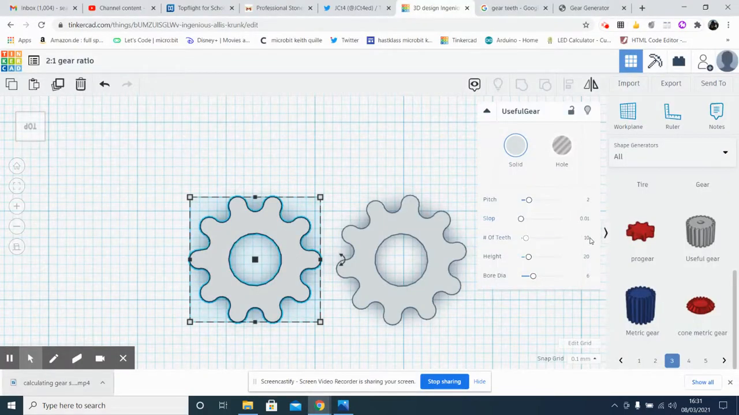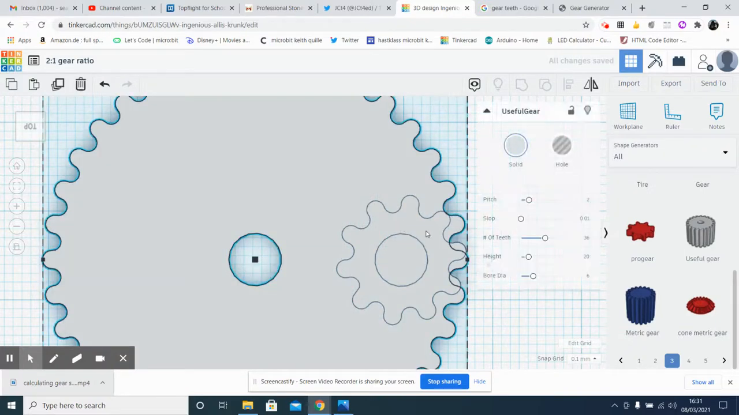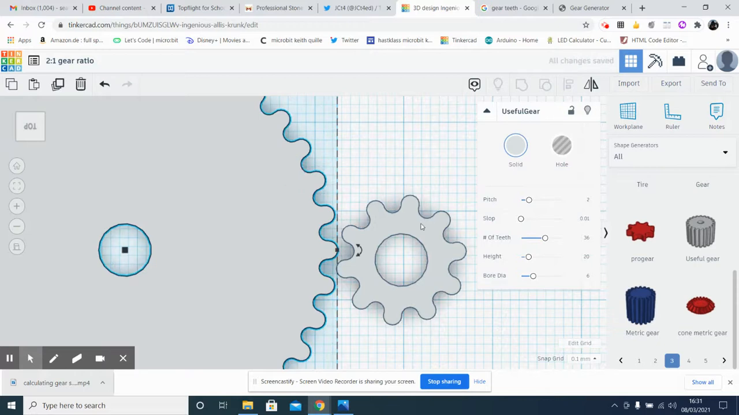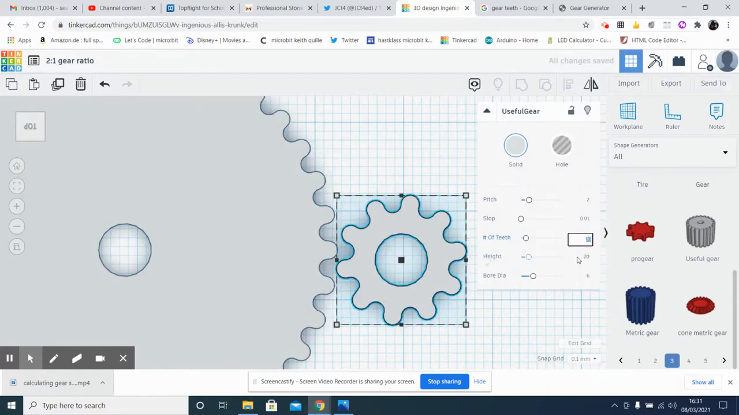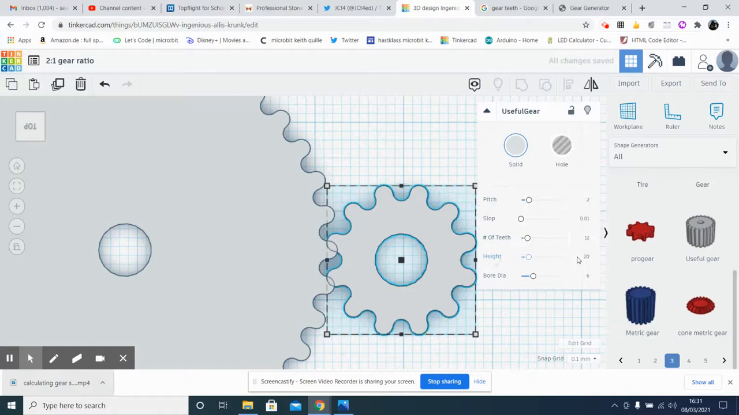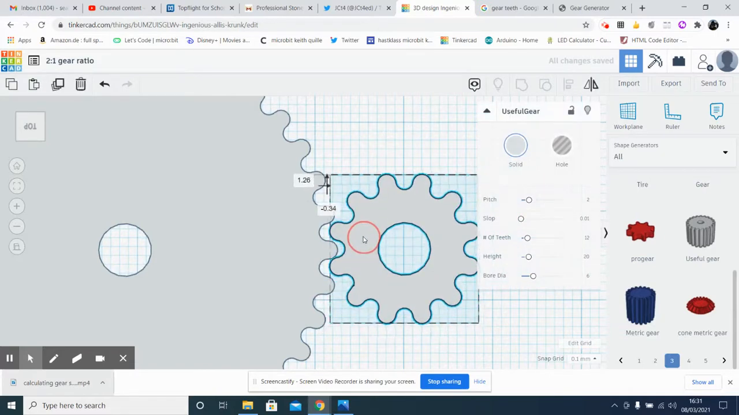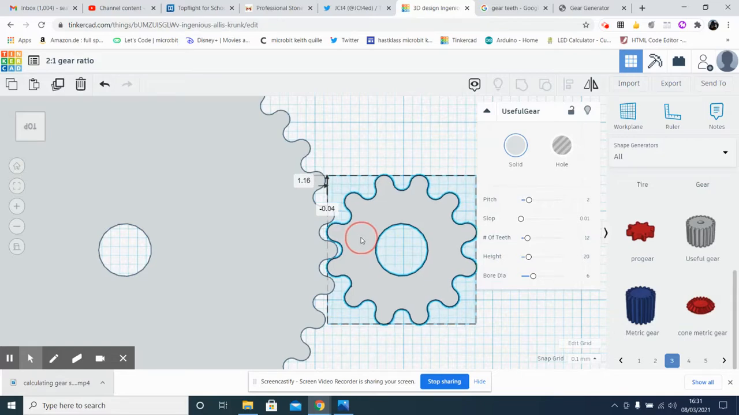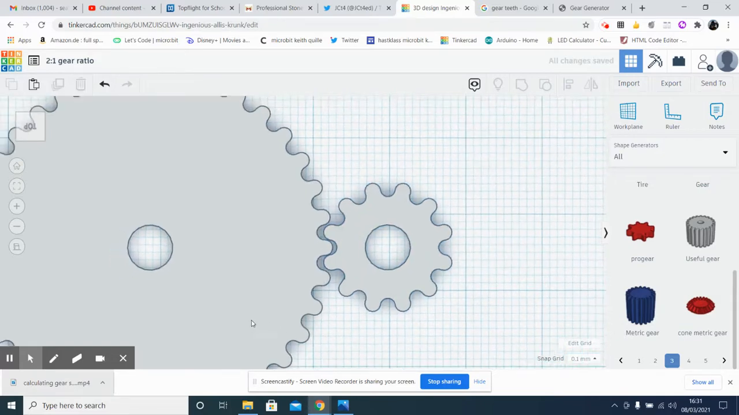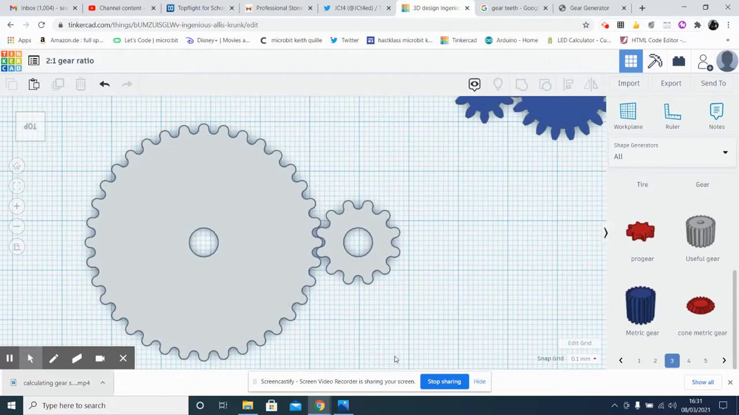So I'm going to change these now. We'll call this the driver, 36. I'll move that over here. And this one at 12. And sure, we'll just line them up there so it looks like they're meshing nicely, like that's the way it would be in a project. And there we have 2 gears ready to be cut out if you wanted to have a speed increase. This driver gear will be attached to our motor.